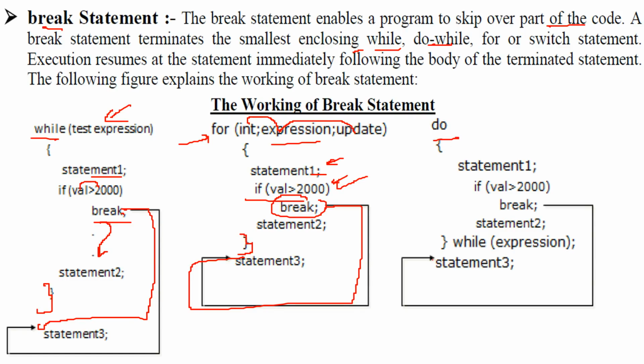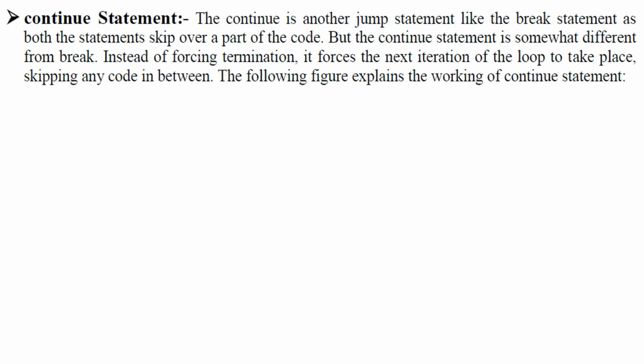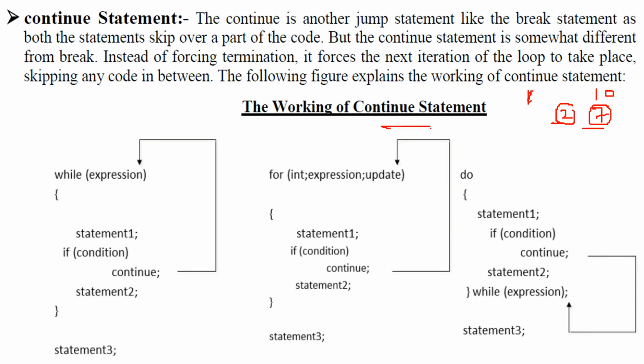Similarly, with do while, exactly similar way we are going to run it. Then the continue statement. See, you want to run the loop from 1 to 10, but you don't want to do anything for 2 or say 7. So this loop is going to run from 1 to 10. How to skip the execution for 2 and 7? For that we use the continue statement.